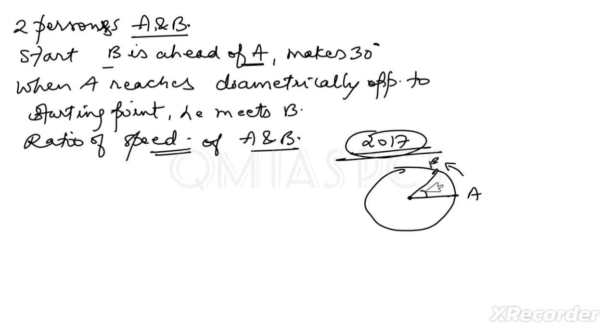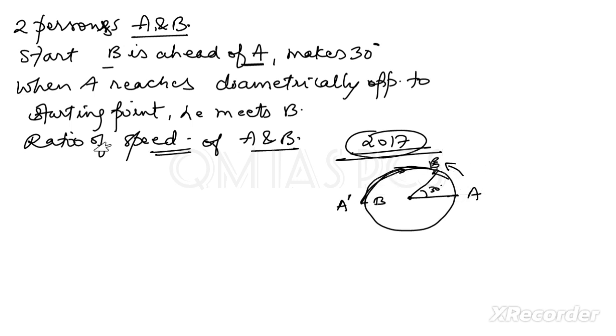Okay, like this one. Fine. When A reaches the diametrically opposite point from the starting point, he meets B. That means this is the end point for A, and at this point A meets B. So B is traveling this much distance and A is traveling this complete distance, meaning half the circumference.